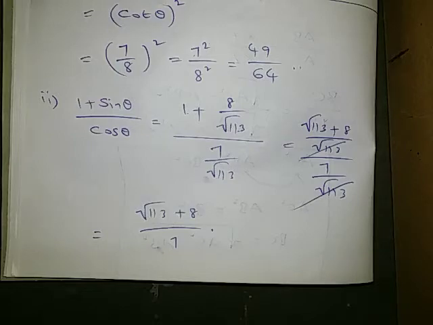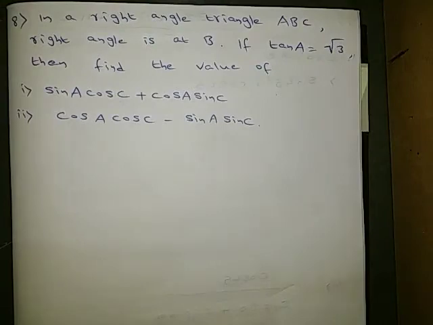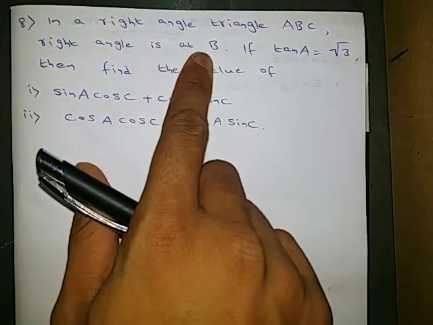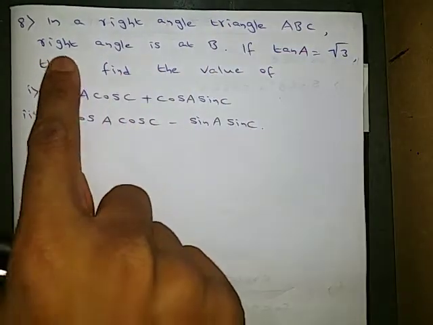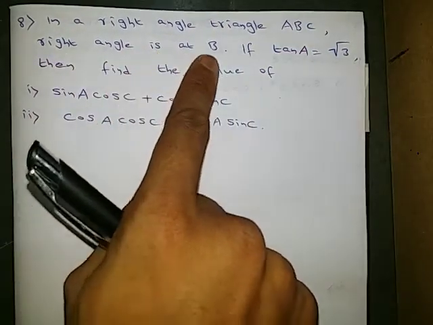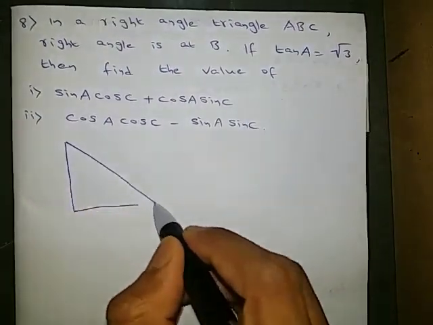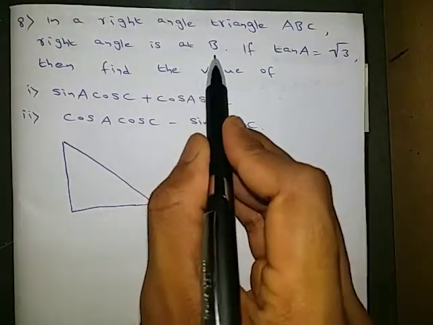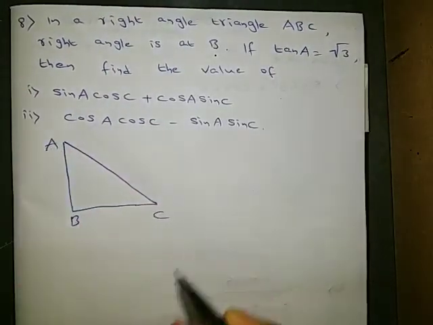Okay, let's move to the next question. The next question is: in a right angle triangle ABC, right angle is at B. So we have one right angle triangle ABC and he mentioned clearly that the right angle is at B, so this will become B. So the remaining will be A and C.